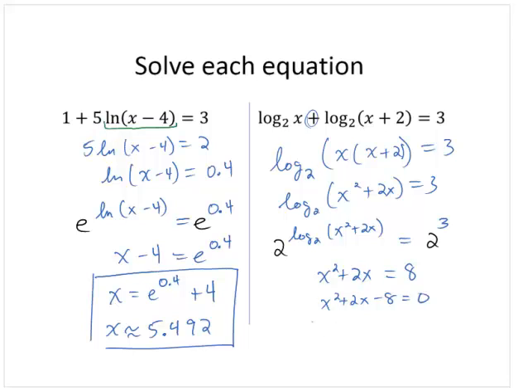That can factor as x plus 4 by x minus 2 equals 0, which implies that x equals negative 4, or x equals 2.